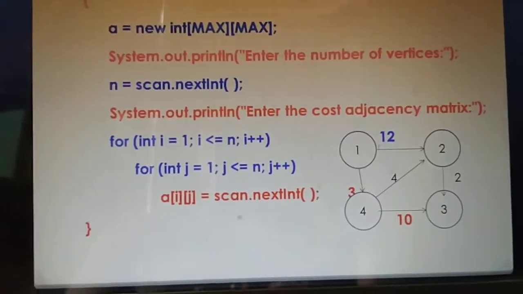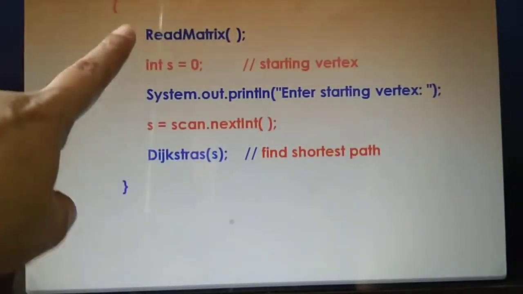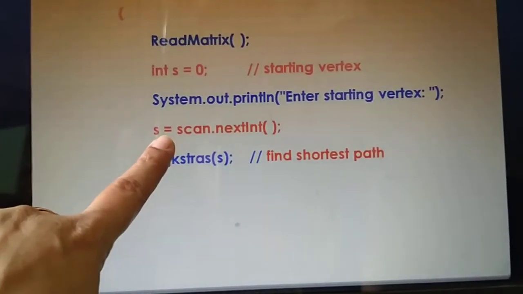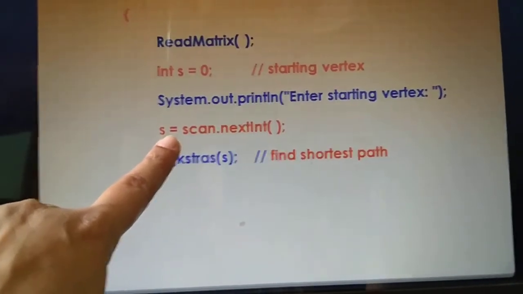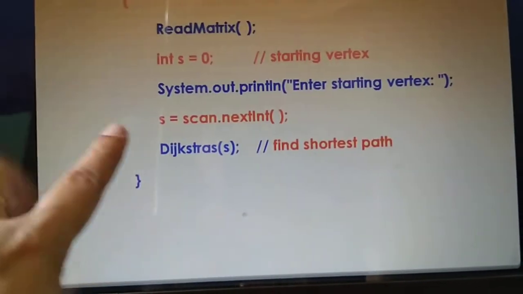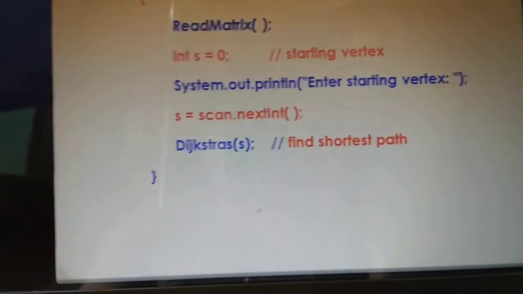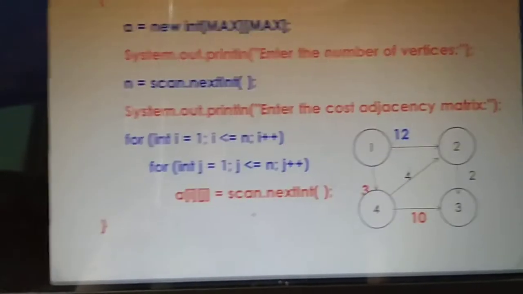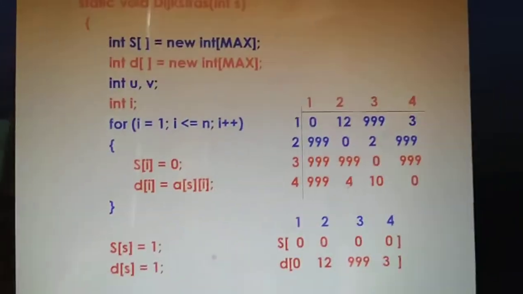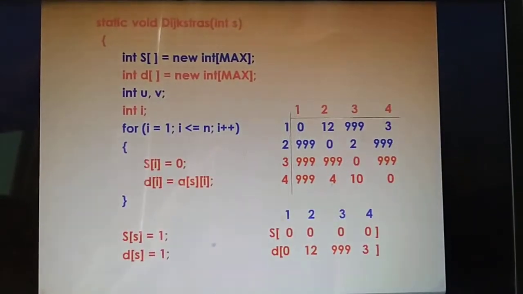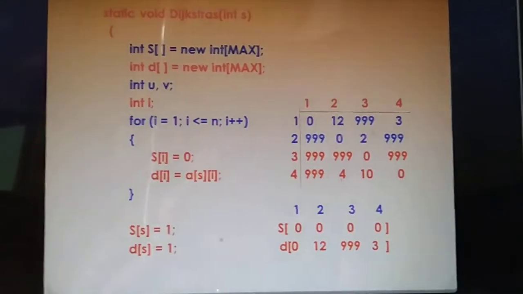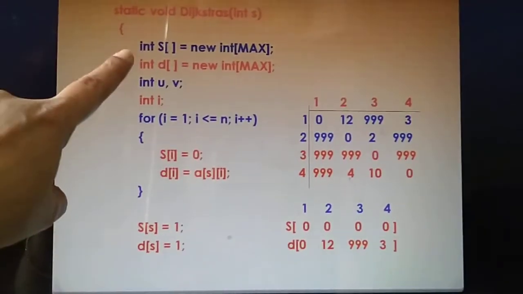So that is the read function we are doing. After the read function you are reading the source vertex. Let the source vertex be 1, anything you can consider. Next I am calling Dijkstra's algorithm. So when I call Dijkstra's algorithm, this is my Dijkstra's algorithm. What we are doing in it initially are just declarations.